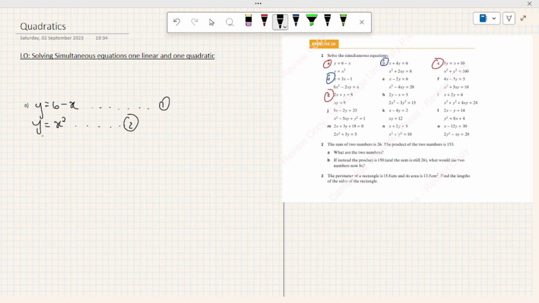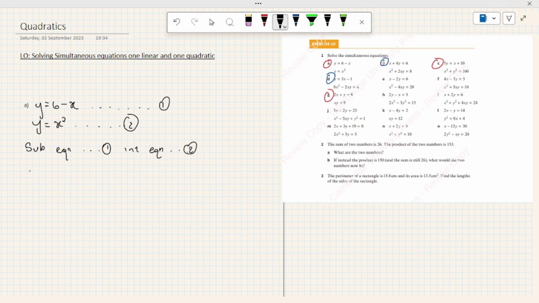So what we're going to do is substitute equation 1 into equation 2, in order for us to know exactly how to deal with this question.